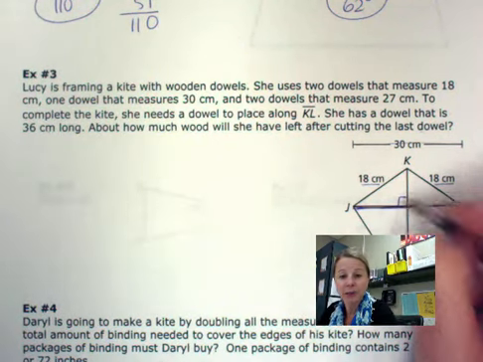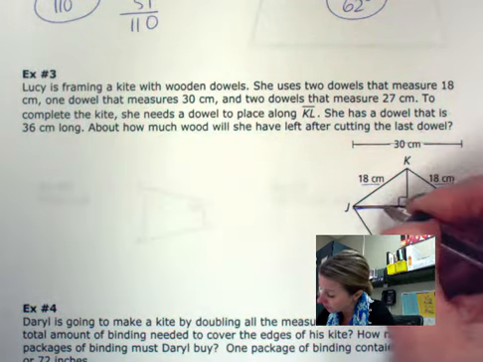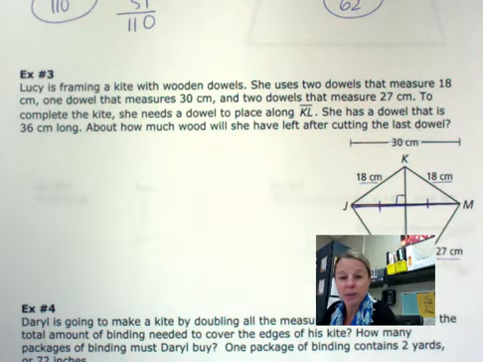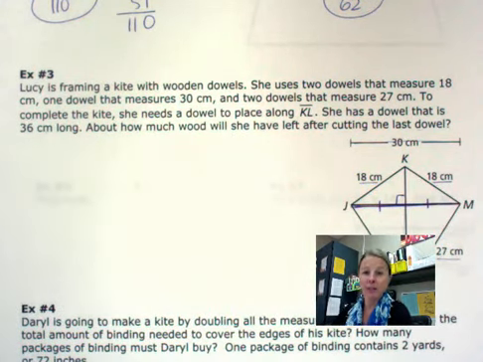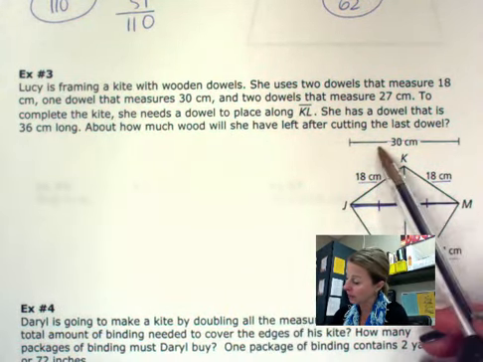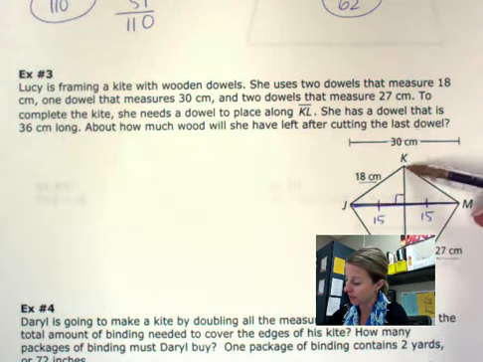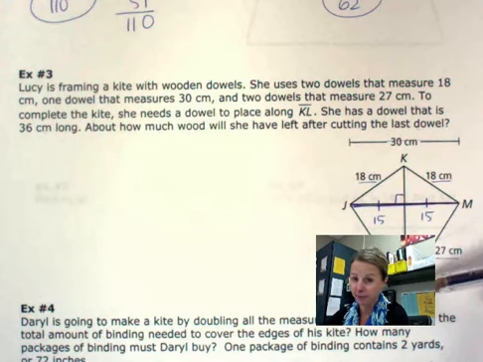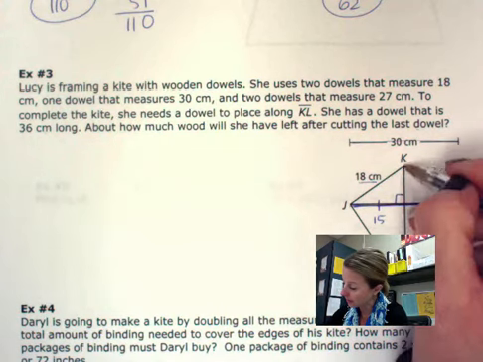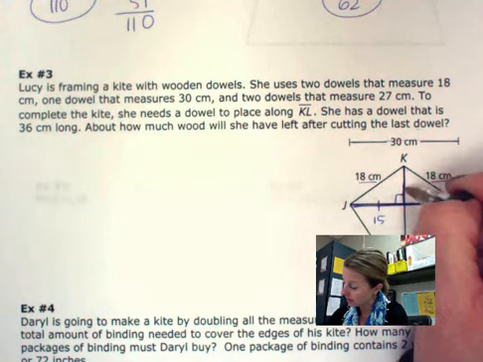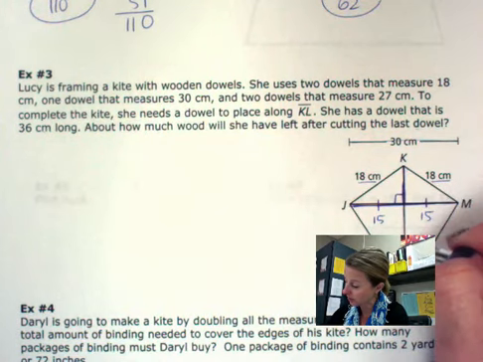I know I have a 90 degrees there. I also know that the shorter diagonal is bisected. Okay, so that means that if the whole length is 30, I know that each side is 15. Now remember, the other diagonal does not get chopped in half. So I need to calculate this little section here and then this section down here.